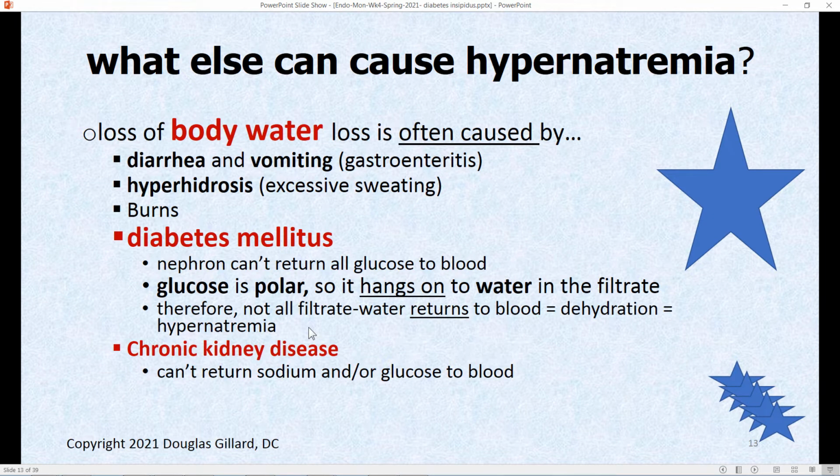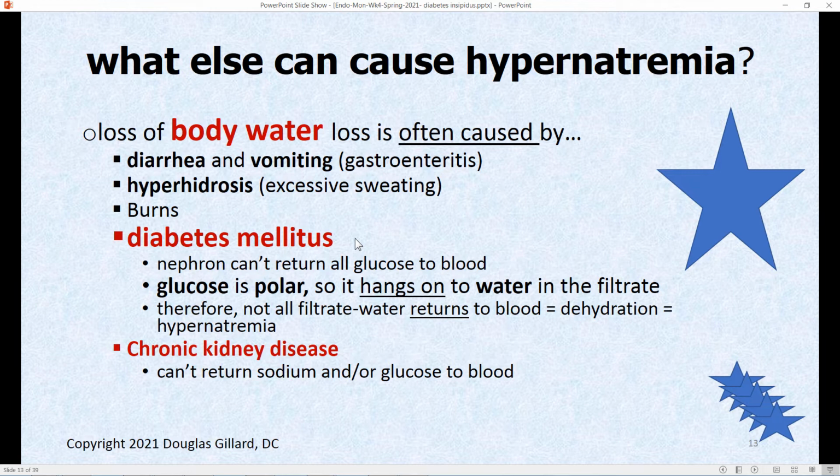Well, let's see, loss of body water, or what else can cause hypernatremia besides this diabetes insipidus? Diarrhea. Anything that causes hypovolemia, that causes more body water loss than salt loss, will do it. So diarrhea and vomiting, hyperhidrosis, burns. Diabetes mellitus is interesting. That can cause hypernatremia, but by a weird mechanism.